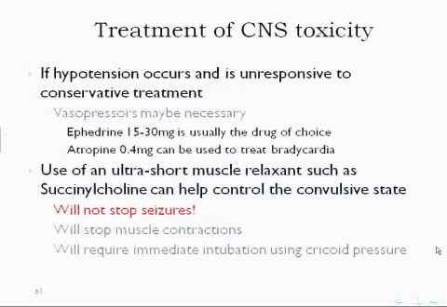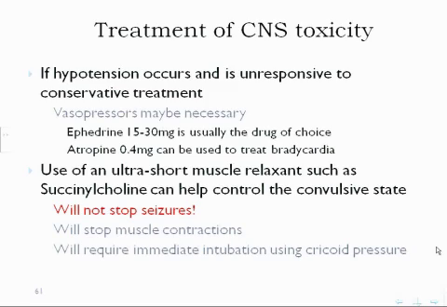If hypotension occurs and is unresponsive to conservative treatment, then consider ephedrine or epinephrine if it gets worse. Atropine can also be used for bradycardia. You must use at least 0.4 milligrams. Please do not titrate atropine. Atropine is another drug you can't titrate. Okay? You have to give 0.4 at the minimum.